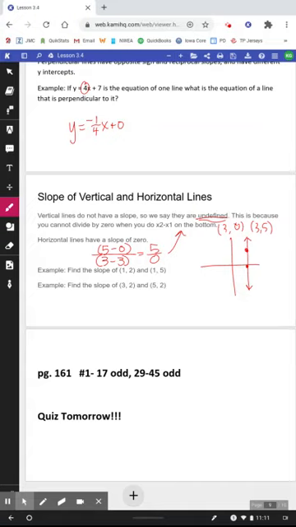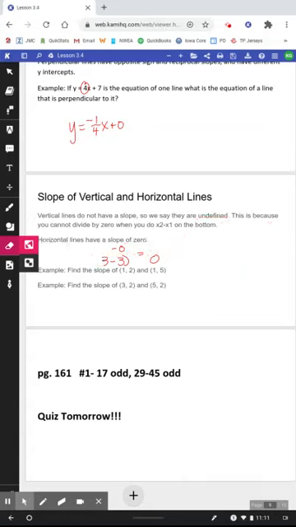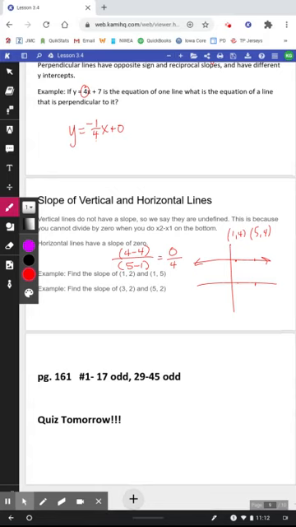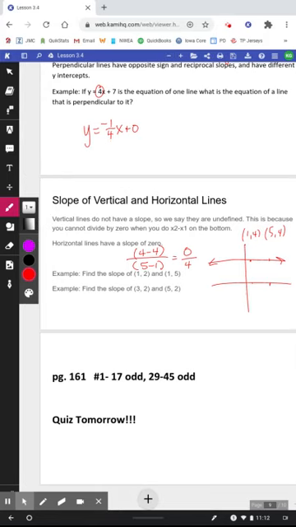Horizontal lines have a slope of 0. So when I have a horizontal line here, we'll say this point is (1, 4) and this point is (5, 4). When I do my subtractions, 4 minus 4 over 5 minus 1, I get 0 over 4, and I can divide 0 by a number. If I take 0 and divide it by any number, it is going to get me back to 0. So if they're a horizontal line, their slope is 0. If they're a vertical line, they're undefined.